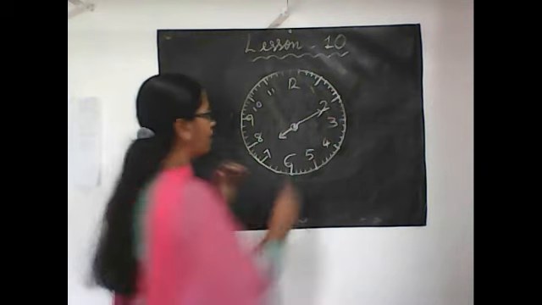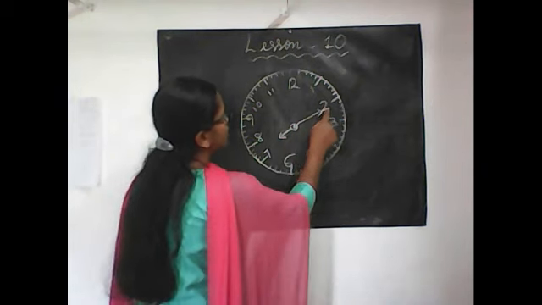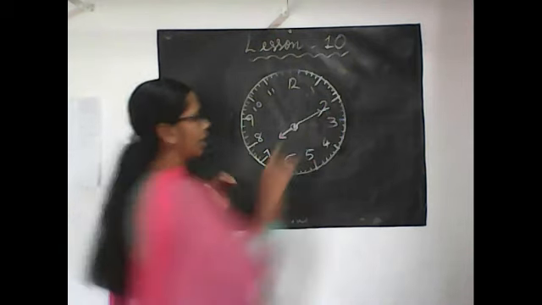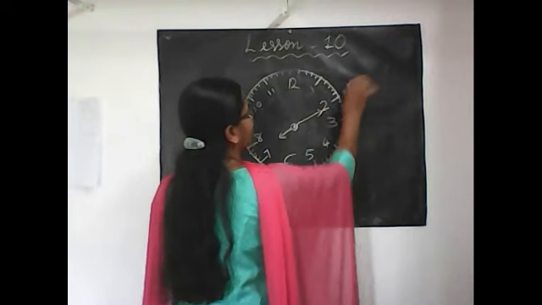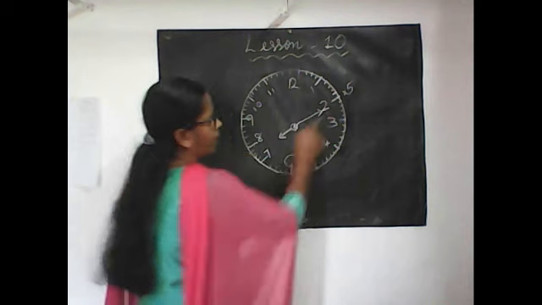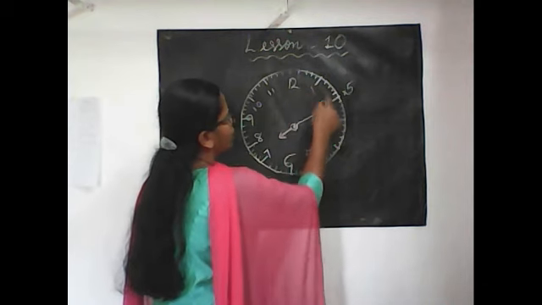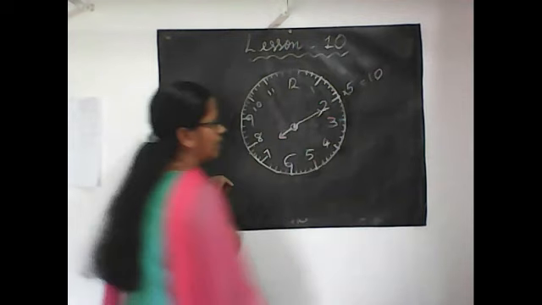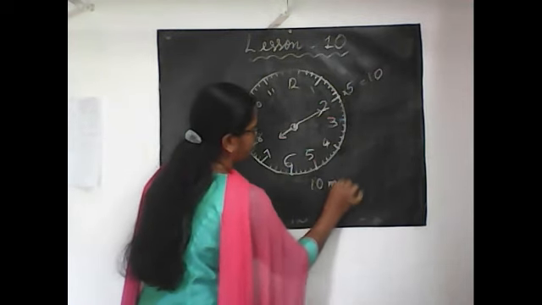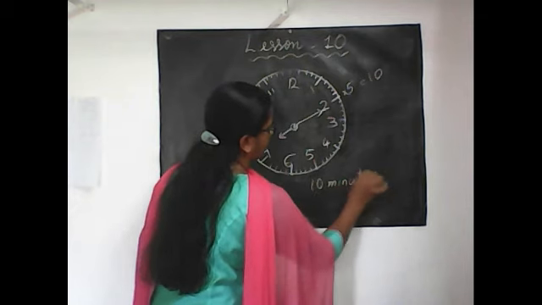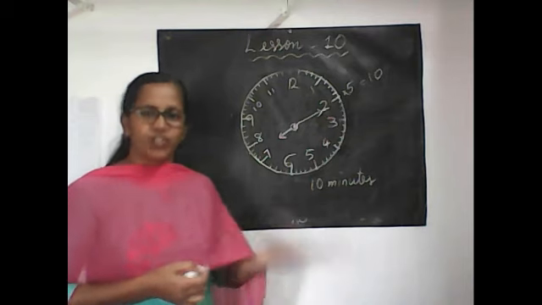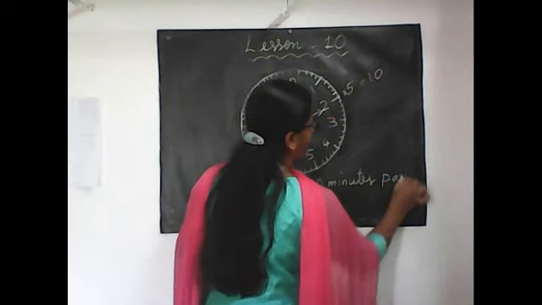Let us listen well. Here the minute hand is facing 2. So how many minutes is it? In order to find out, it's very easy. Look at number 2 into 5, because each difference is 5 minutes. From here to here, 5 plus 5, 10. So easily you can find out 2 into 5. Multiply: 2 into 5 is 10. That means 10 minutes. 10 minutes past means 10 minutes finished. And for that we say past.